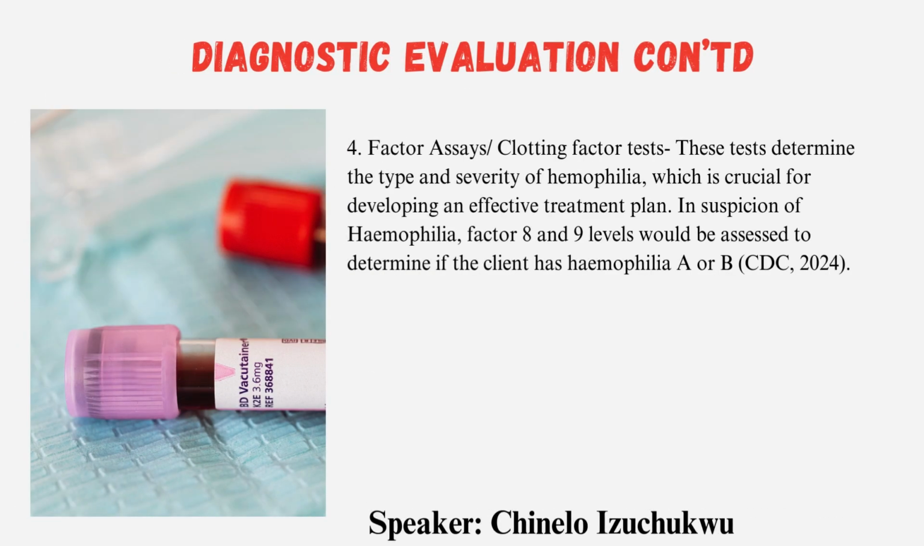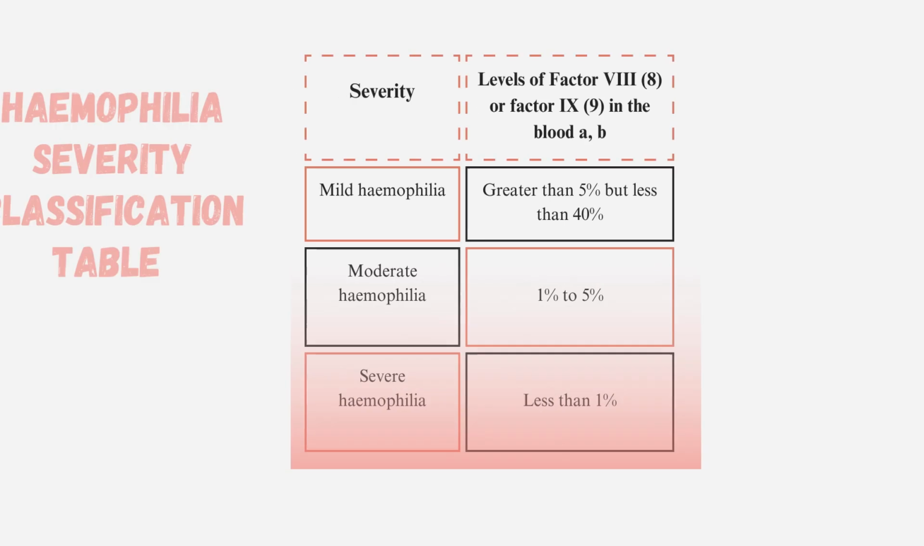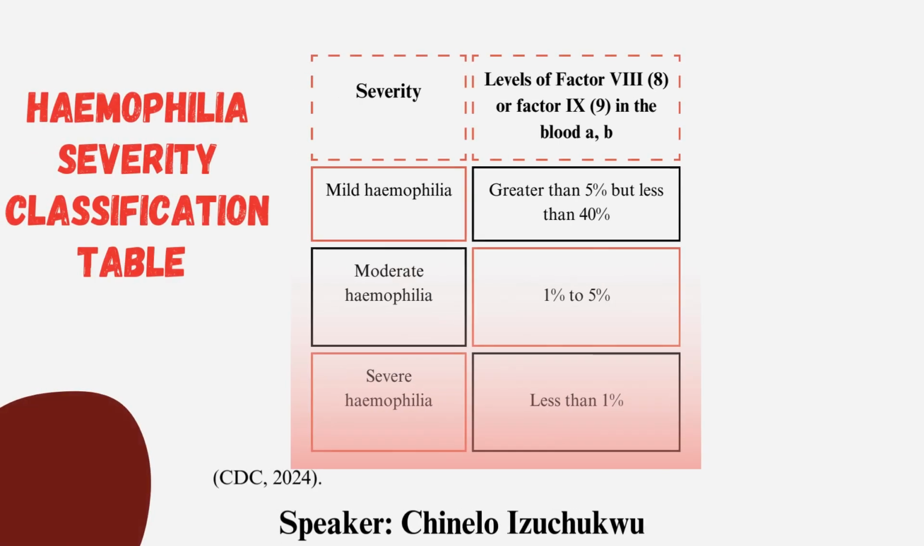Fourth, factor assays or clotting factor tests. These are necessary to diagnose bleeding disorders. These tests determine the type and severity of hemophilia, which is crucial for developing an effective treatment plan. In suspicion of hemophilia, factors 8 and 9 levels would be assessed to determine if the client has hemophilia A or B. In diagnosing and classifying hemophilia, the levels of clotting factors in the blood are critical. Hence why the hemophilia severity table is used.